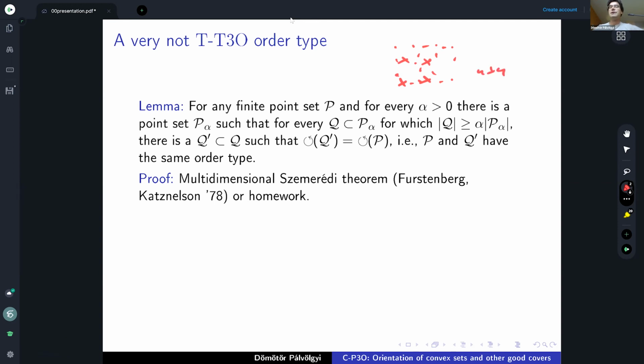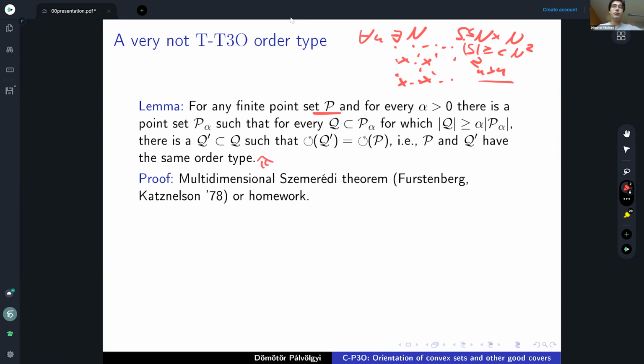sorry, now let me say it more slowly. For every n, there is a capital N such that if you select a positive fraction of an N by N grid, so S is a subset such that the size of S is at least C times N squared, then in S you will have an n by n subgrid. That's the multidimensional Szemerédi theorem. And because in a grid you can find any point set, this automatically implies our lemma.